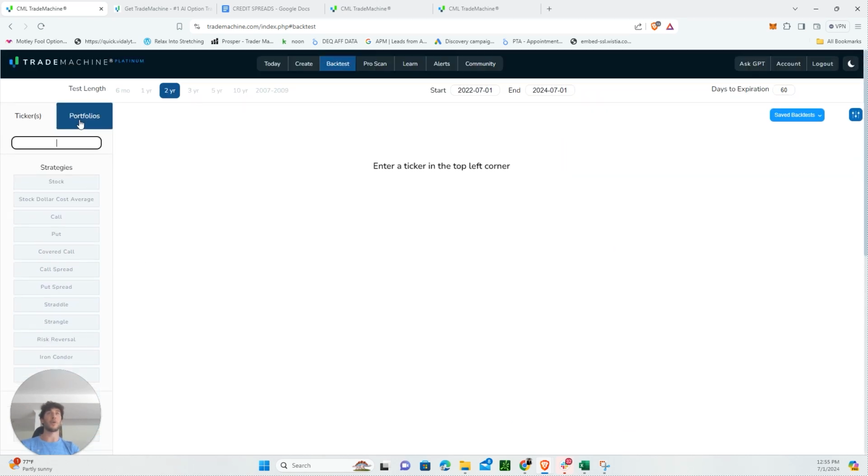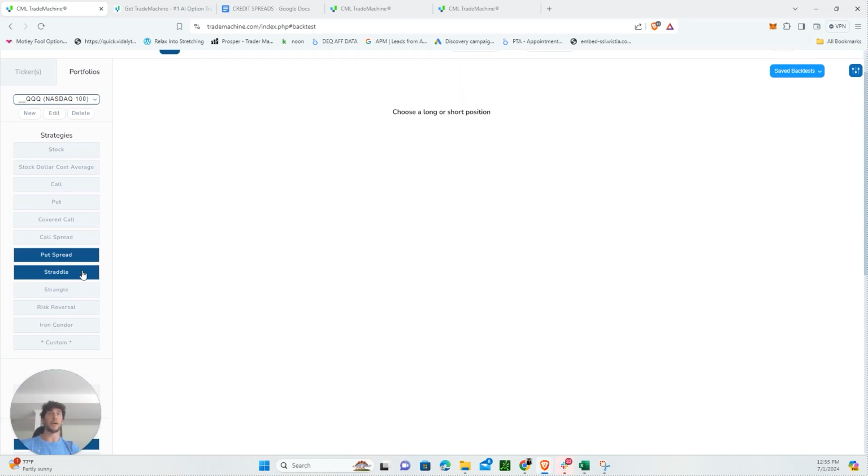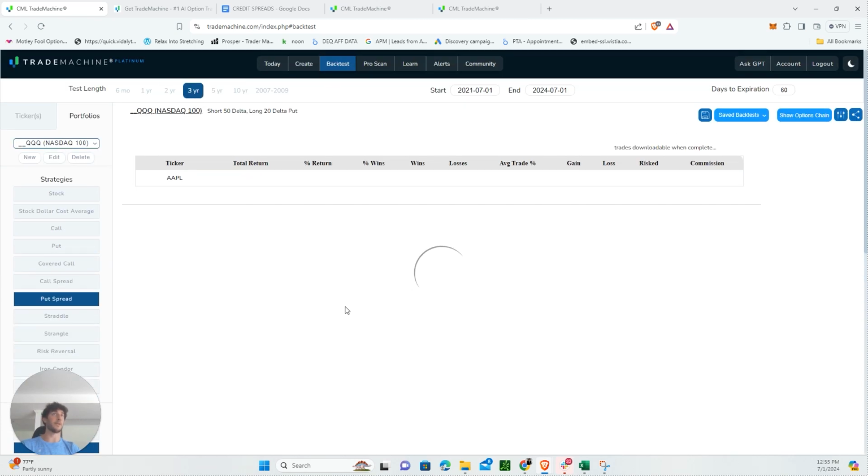So let's do a portfolio. We're going to do the NASDAQ 100 here. We're going to go to put spread. We want to short it. And then let's do a 3-year time period here.